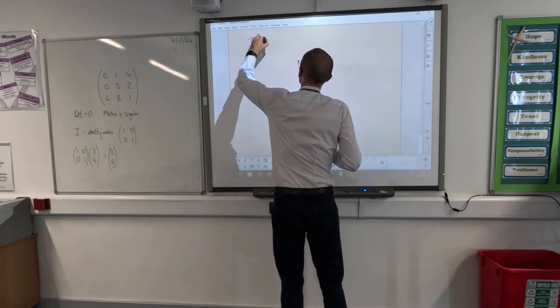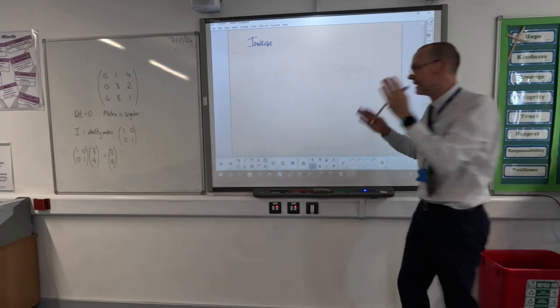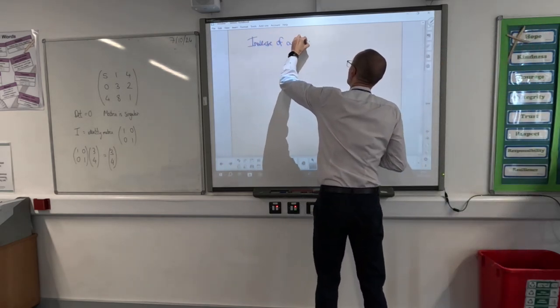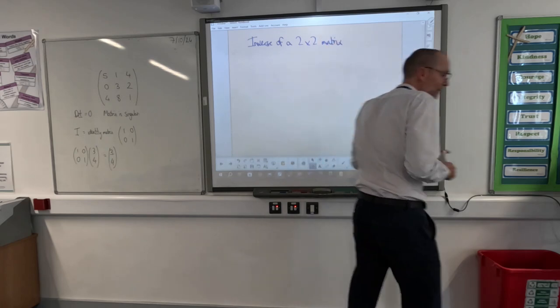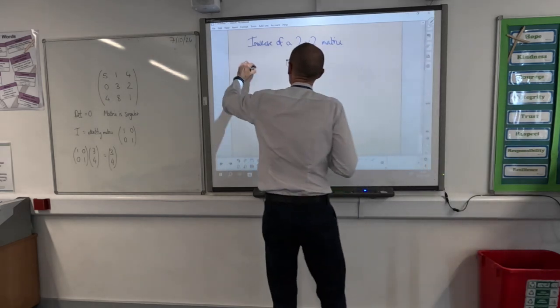We're going to stick with 2 by 2 today because, unsurprisingly, 3 by 3 is really, really complicated, but we do need to do it. So the inverse of a 2 by 2 matrix, that's what we're looking at today. So let's imagine that we have some 2 by 2 matrix M.